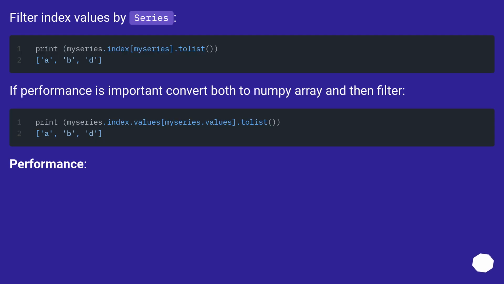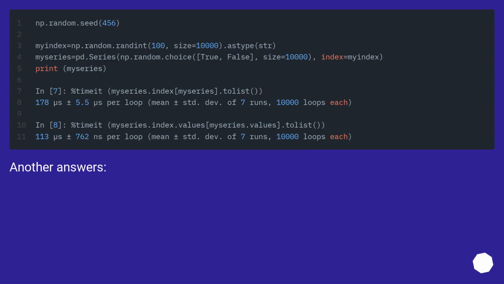Filter index values by series. If performance is important, convert both to NumPy array and then filter. Performance. Another answer.